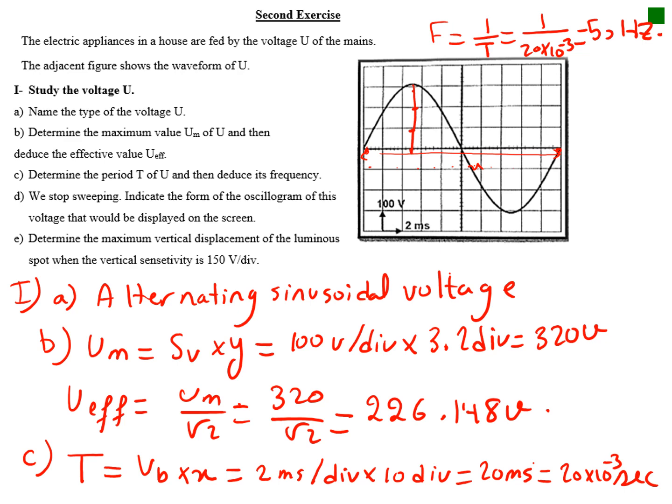C. Period T equals SB times X, equals 2 millisecond per division. X from maximum to maximum, or a complete cycle, is 10 divisions. So 10 times 2 equals 20 millisecond, equal to 20 times 10 power minus 3 seconds. Frequency F equals 1 over T, equals 1 over 20 times 10 power minus 3, so it is equal to 50 Hertz.